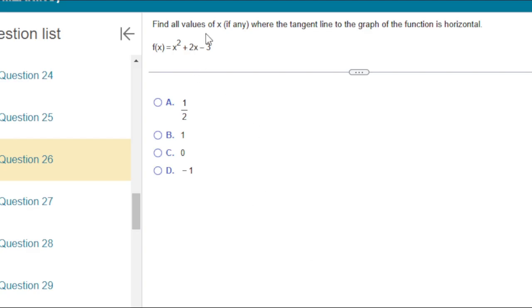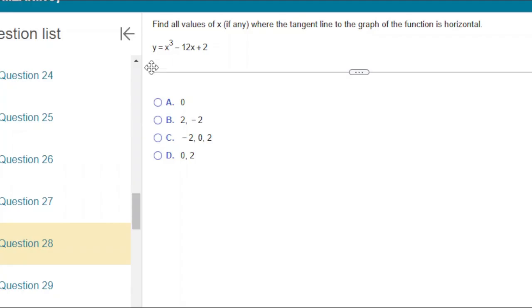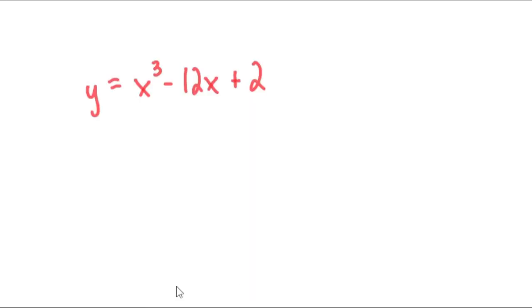So find all values of x, if any, where the tangent line to the graph of the function is horizontal. Well, it's at -1. A similar thing here. Find all values where the tangent line to the graph is horizontal. So we'll take the derivative and set it equal to 0. Notice here we're calling it y instead of f of x. So we can put y prime or dy dx, however you want to write it.